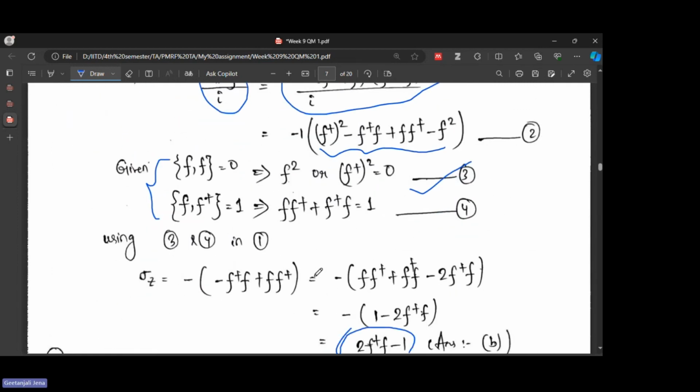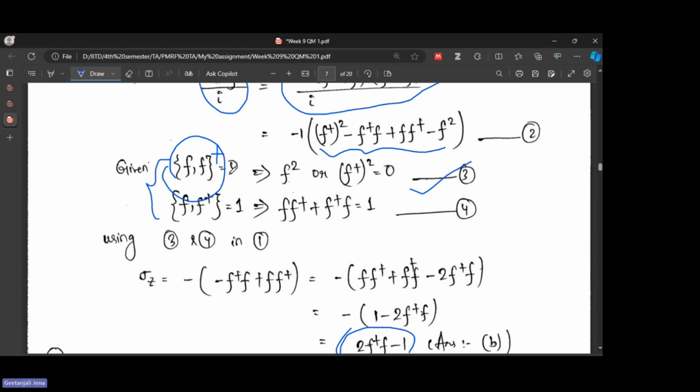So, are the questions that I've solved till now clear to you? Okay, how is equation 3 coming? F square is 0 is okay, but how is f dagger square 0? If it is given that the anti-commutation relation of f with f is 0, let me show you on the screen. This is given to you.